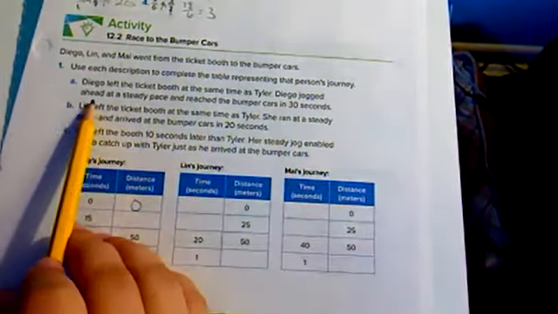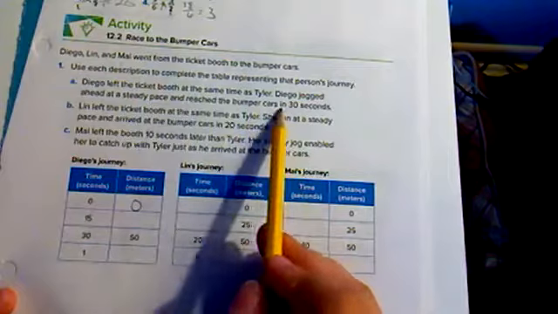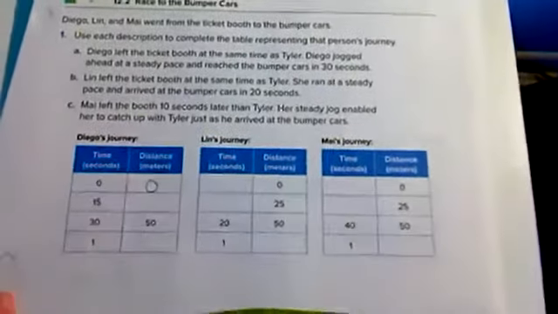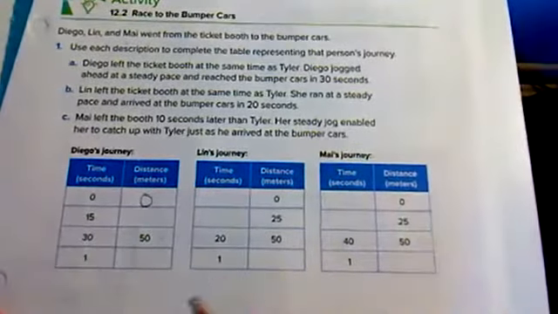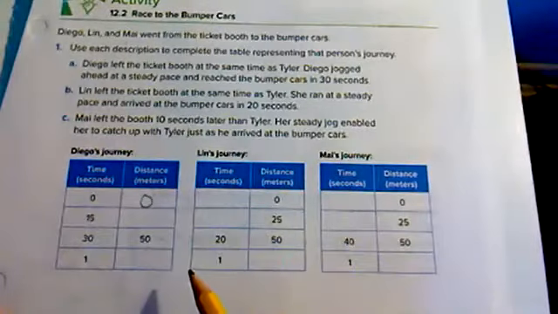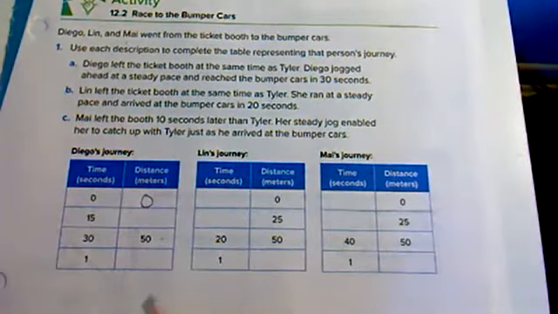So Diego jogged ahead at a steady pace and reached the bumper cars in 30 seconds. So in 30 seconds, he reached the bumper cars that were about 50 meters away. So we've got to figure out how fast is he going per second. I want you to pause the video and solve for that.